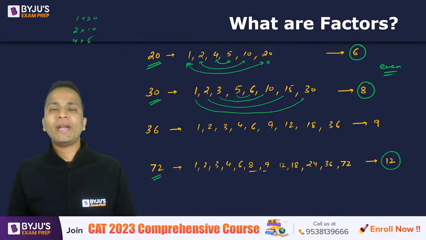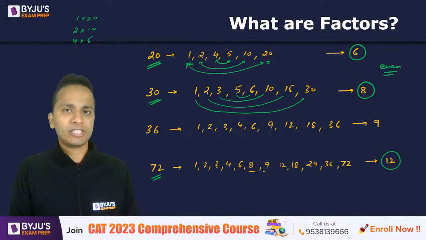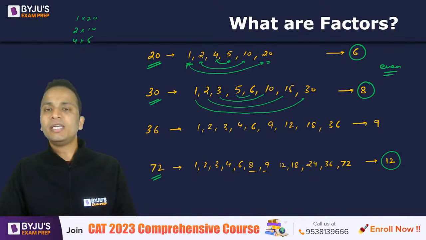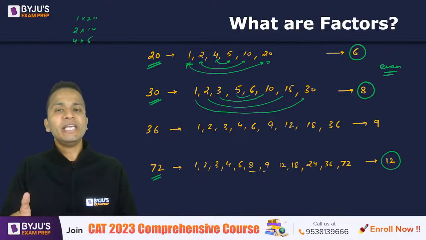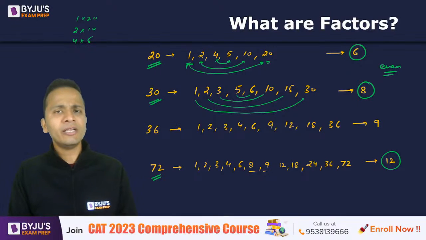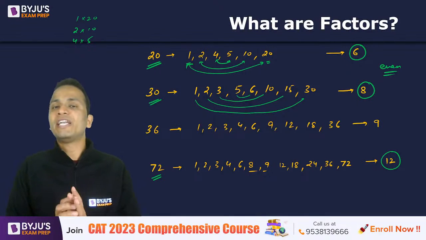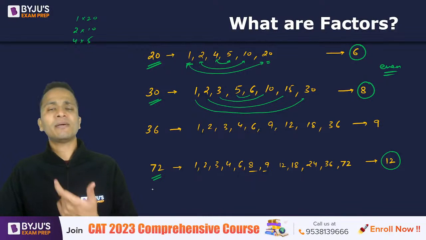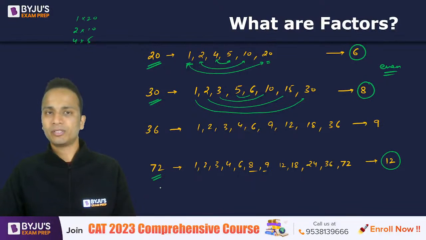I cannot write 20 as the product of two same numbers because 20 is not a perfect square. Similarly, for 30, if you look at all the factors, 1 into 30, 2 into 15, 3 into 10, 5 into 6. Again, 30 is written as the product of different numbers. I cannot write 30 as the product of two equal numbers.